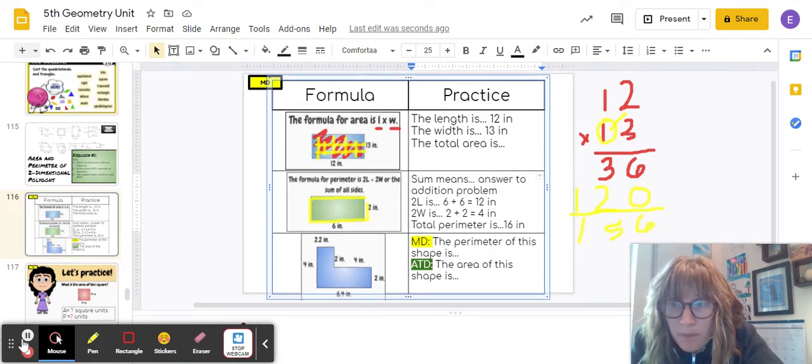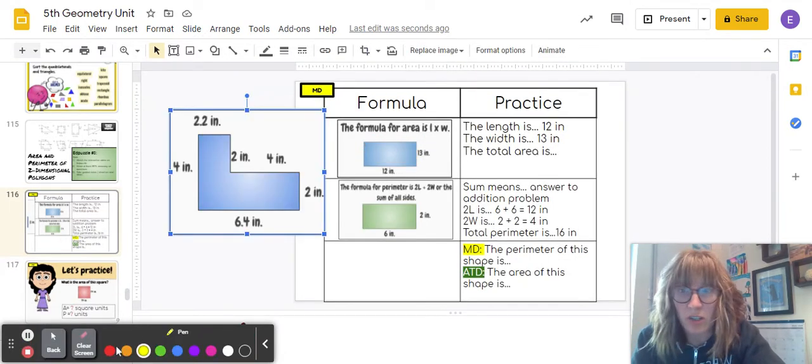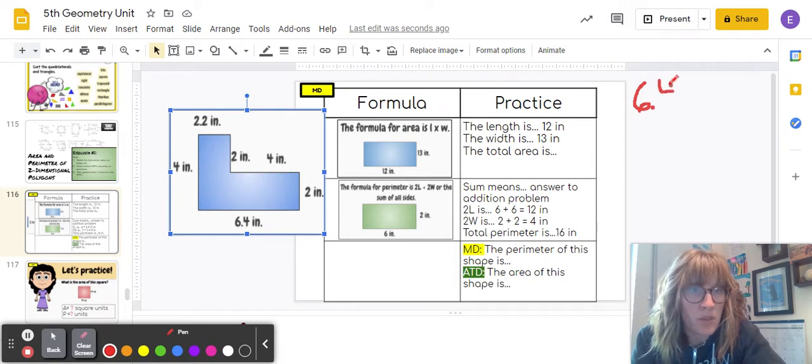So when we look at this one, I just moved it over here and stretched it a little bit, so it's a little bit bigger. So for the perimeter, we're given all of the dimensions, so we're just going to simply add them up. We want to remember that when we're adding decimals, we want to stack those decimals up so that our place value is all lined up.